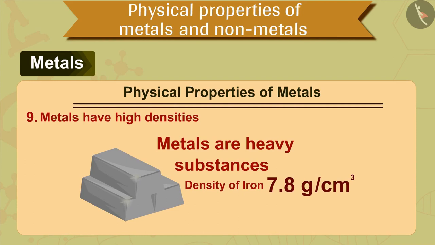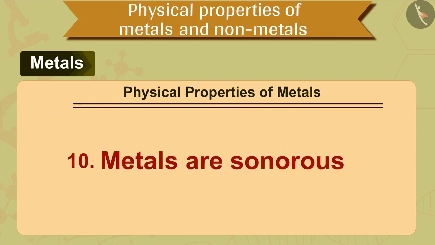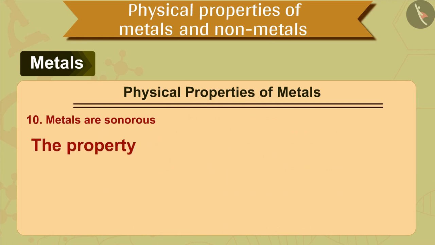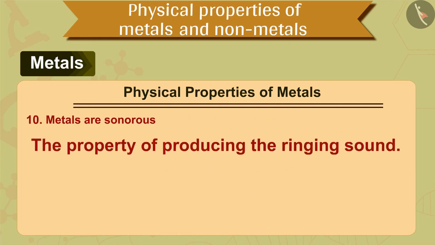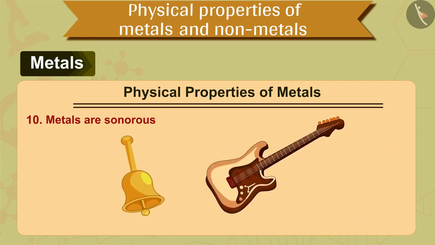The next and the tenth property of metals is metals are sonorous in nature. Children, do you know the meaning of sonorous? Sonorous means the property of producing the ringing sound. It is due to this property that metals are used for making bells and strings of musical instruments like guitar.